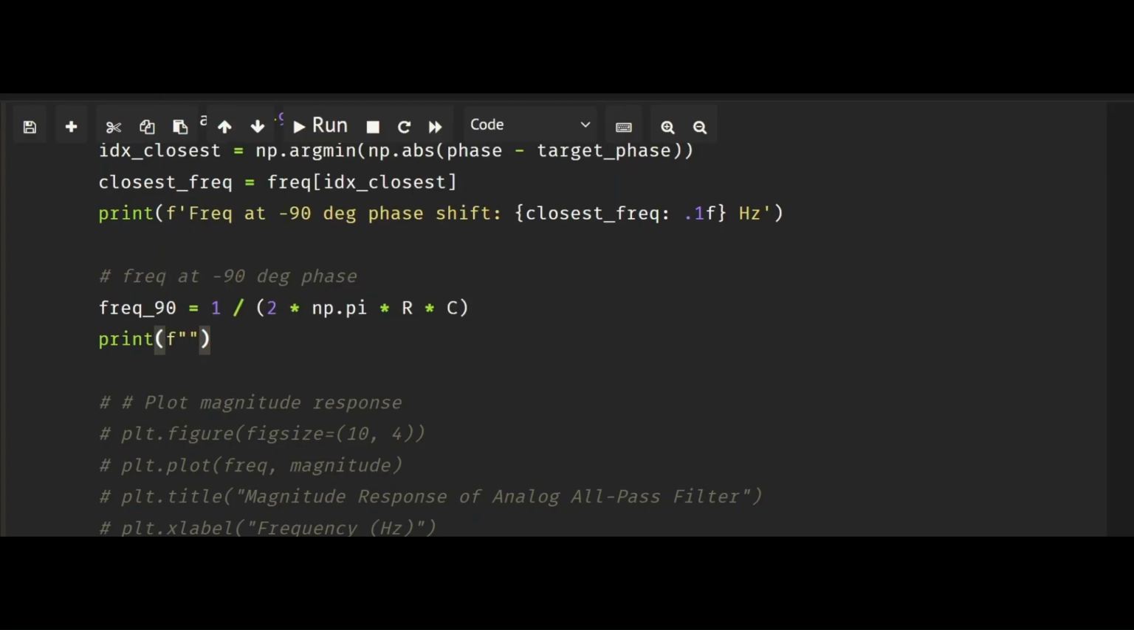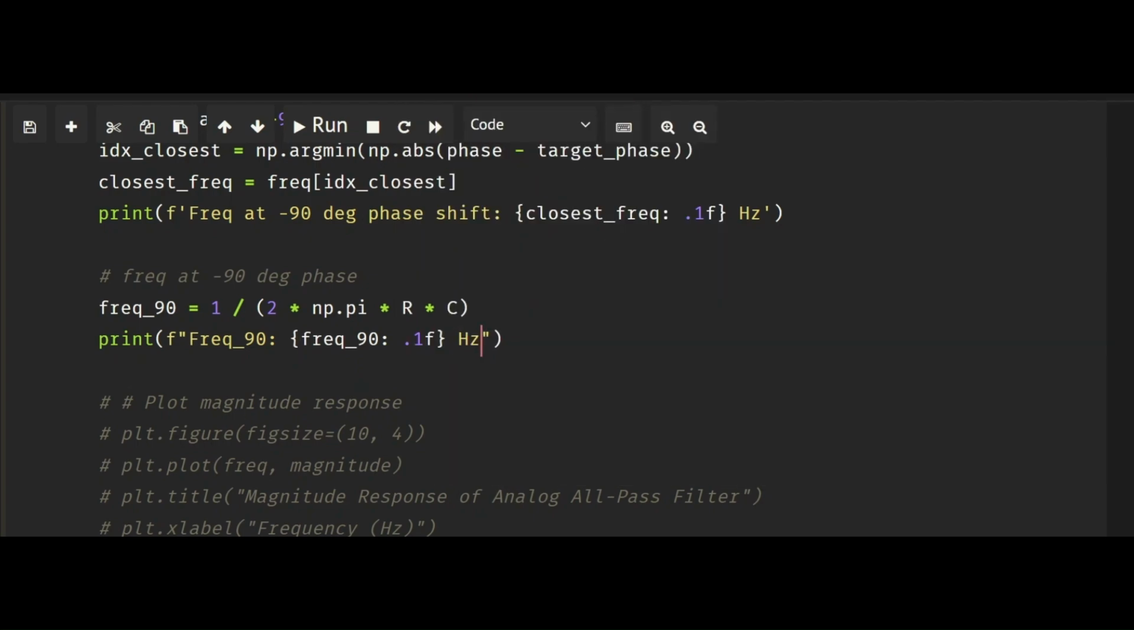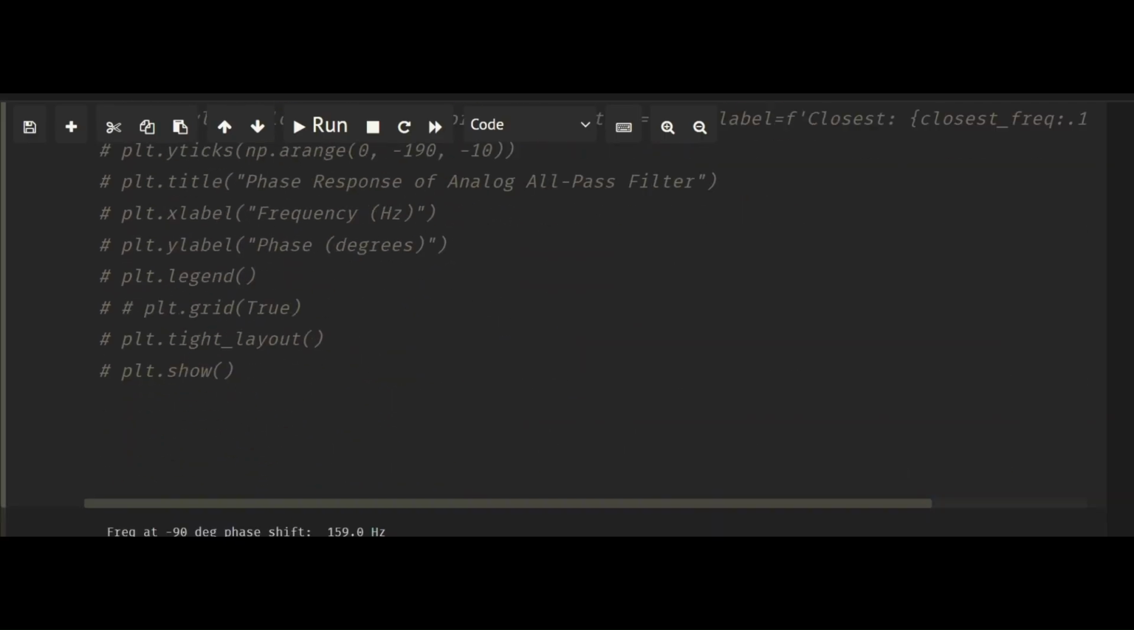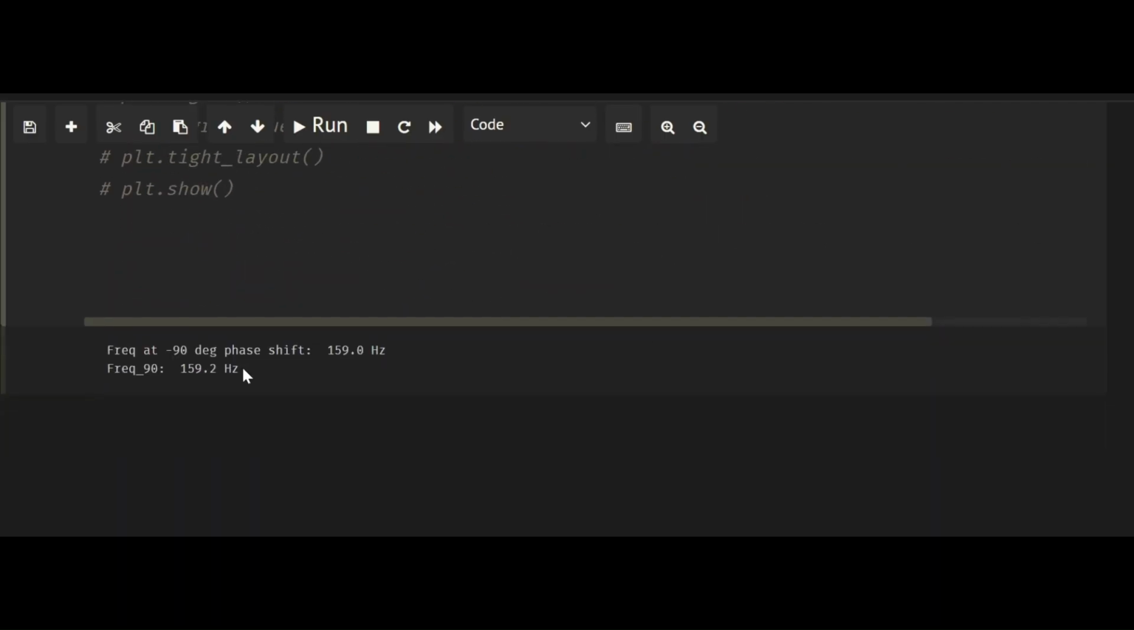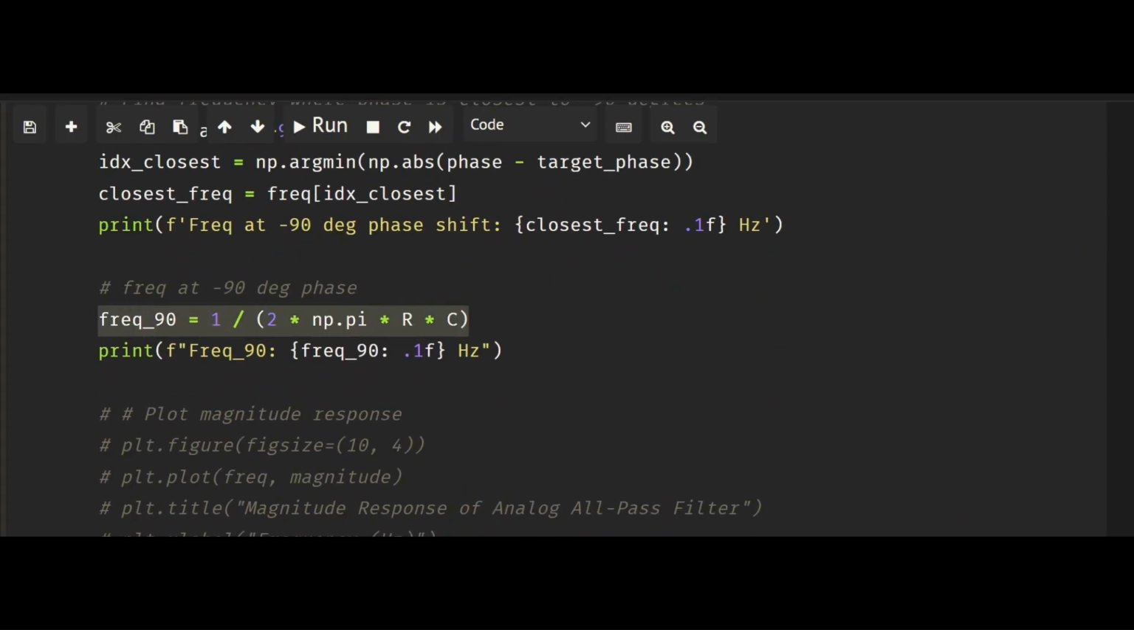My frequency 90 is nothing but frequency 90, and I want only 1 decimal point, and this will be in hertz. So let me just print this. Interesting. So this formula is also leading us to the same frequency, which almost matches the empirical method that we used earlier. This means 1 divided by 2 pi RC is a formula which takes us to the frequency that undergoes minus 90 degree phase shift.